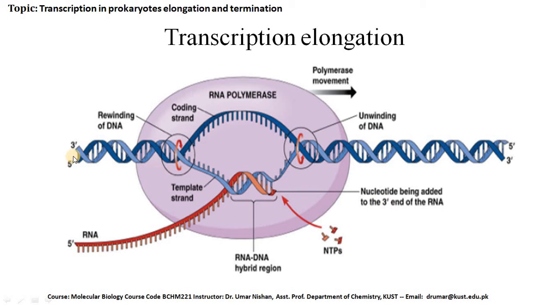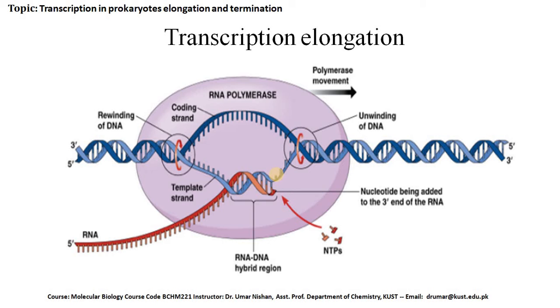Here you see the DNA, it is anti-parallel. This is the 5' strand and this is the 3' strand. Here it is the 3' strand and here it is the 5' strand. As the RNA polymerase moves in this direction, the unwinding of DNA takes place. Unwinding helps the RNA to be transcribed. So overall, this diagram is explaining how the process of elongation of transcription is taking place.